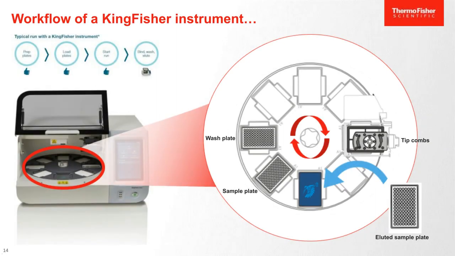So with the Kingfisher, you load the plates. So each plate becomes a step in the process. You load the plates onto the machine. The machine will mix the plates, pick up the beads, and move them from one step to another. And eventually in your elution plate, it will elute your target off the beads, pick up and remove those beads, leaving your target behind in the elution plate. So that's essentially how the Kingfisher works. And in this case of the Apex, you've got a turntable for each of your plates.